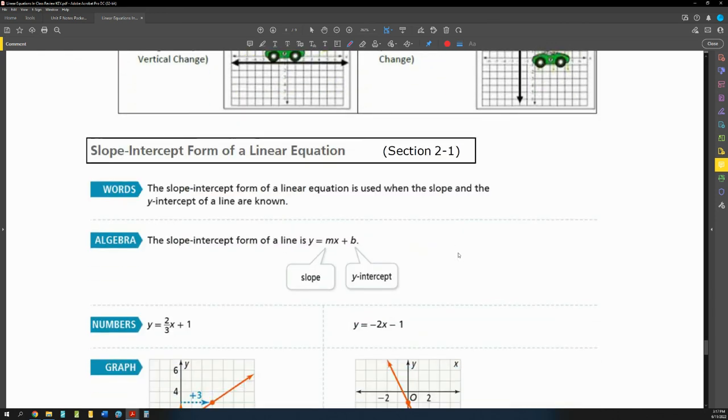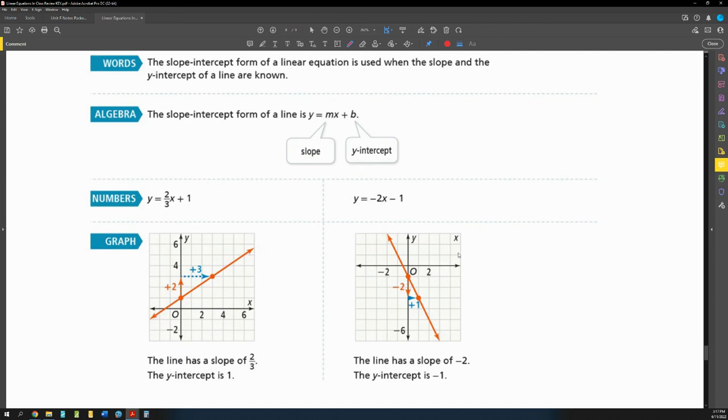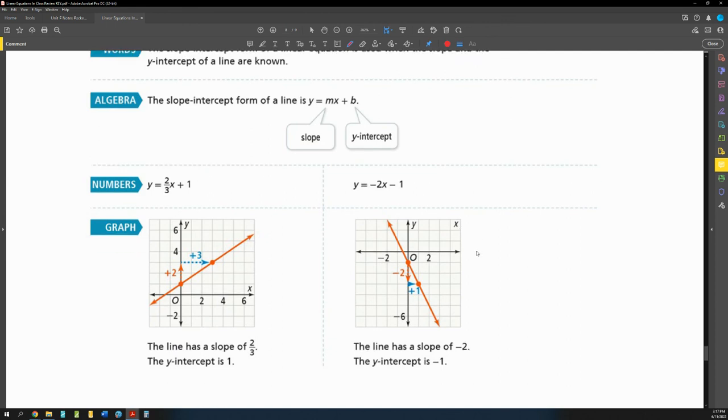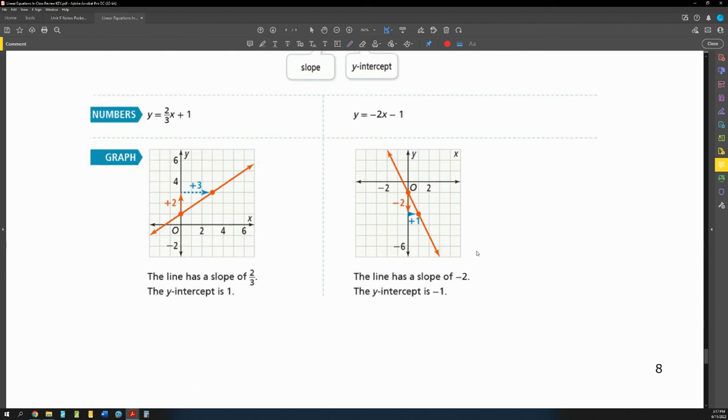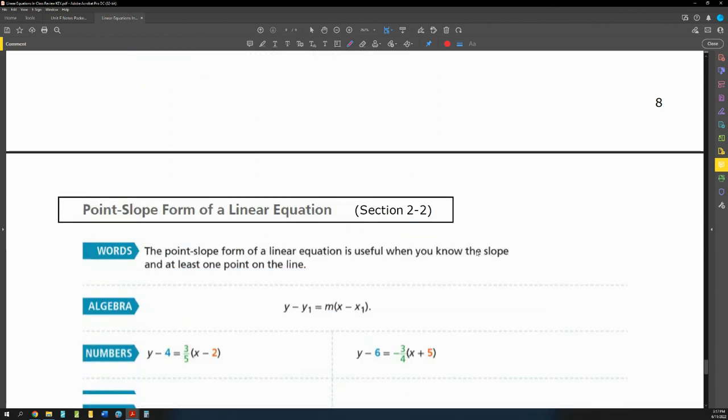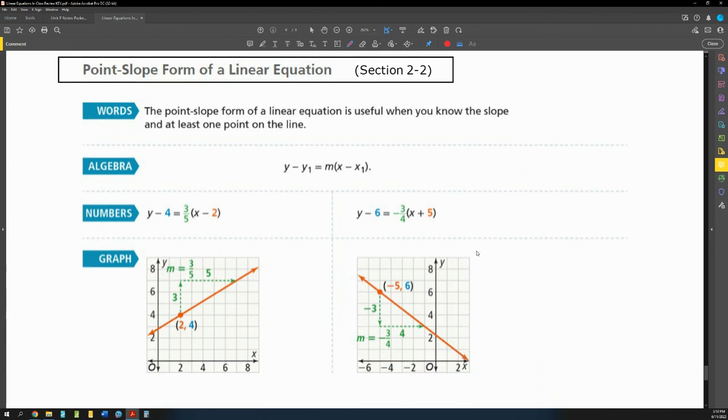Slope-intercept form, as a reminder, is y equals mx plus b, where m is the slope and b is the y-intercept. We can find the slope graphically by looking at the vertical change over the horizontal change, and the y-intercept by looking at where the graph crosses the y-axis. In 2.2, we looked at point-slope form. So this uses a point and the slope. This is the form y minus y1 equals m times the quantity x minus x1.